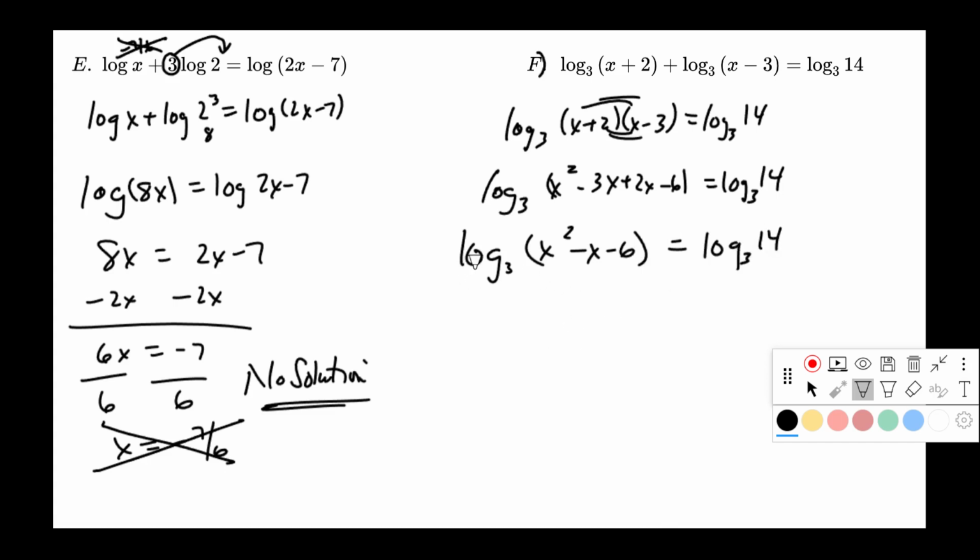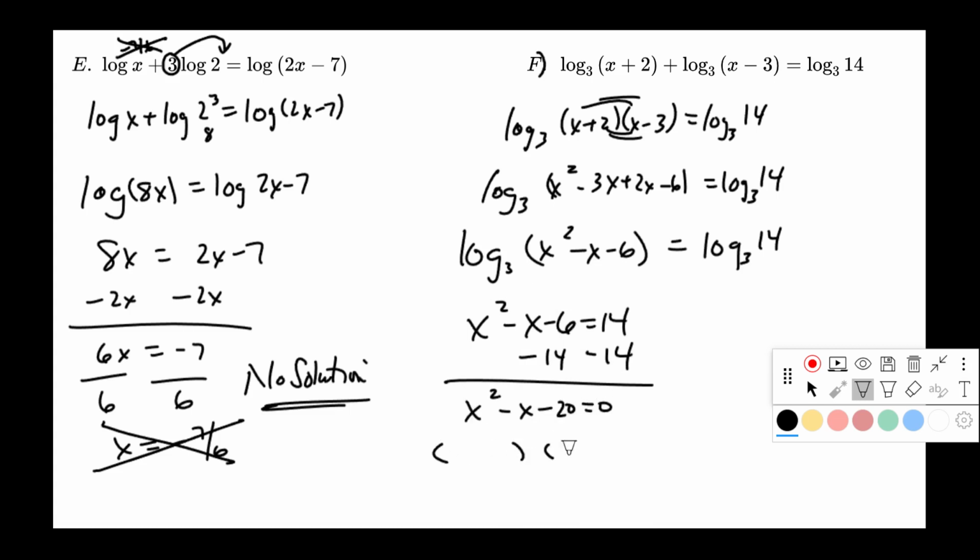So now I have a log on the left, one log on the right. So the arguments must equal each other. And now I have a quadratic. It's got an x squared in it. How do we solve quadratics? We move everything to the same side. And then we go and factor it. x minus 5 and x plus 4 equals 0. Split them. We get x equals 5. We get x equals negative 4.